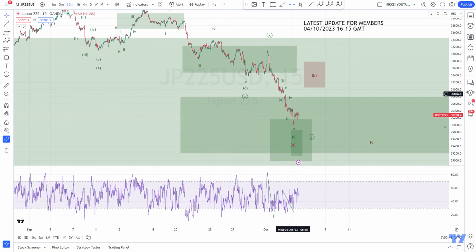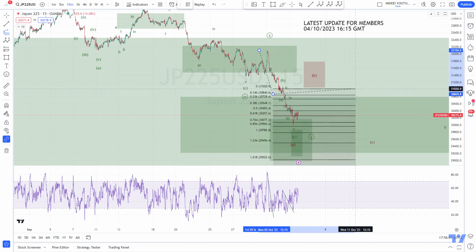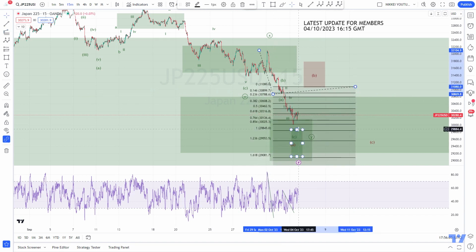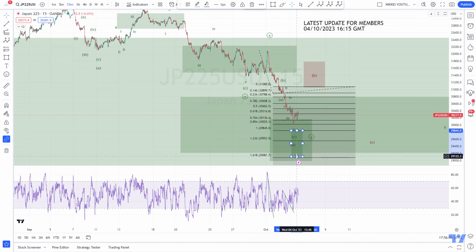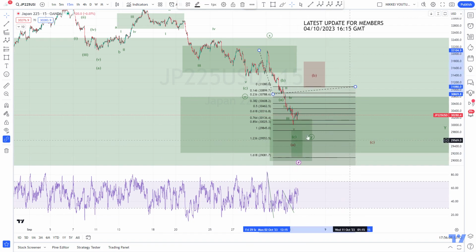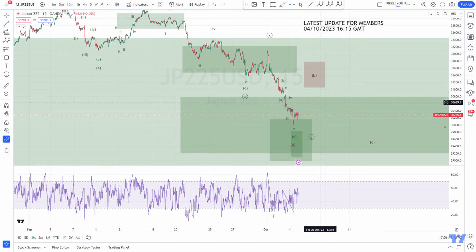That's possible. If we put the ABC structure here, then we also know the reversal area. If we take the length of the wave A, the length of the wave B, then this area between the 1 and the 1.618 FIB extension is the area from where we can reverse. Like you see, we did not reach it. We came quite close, but we did not reach it. So let's see if this is the actual low.